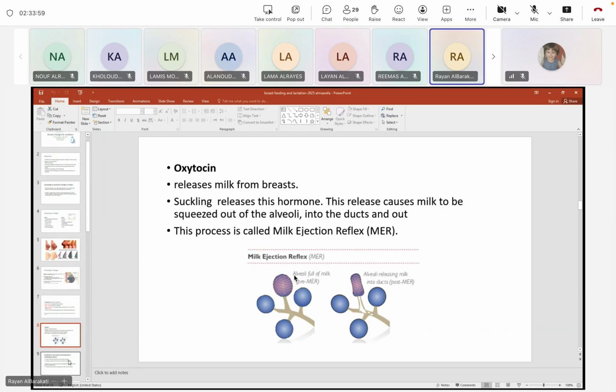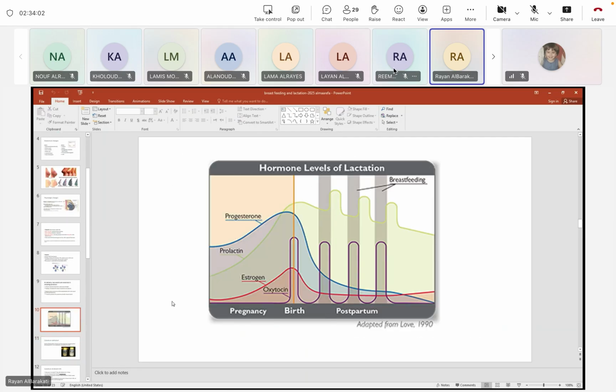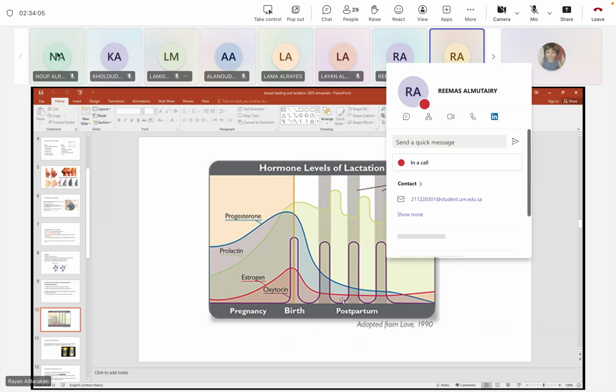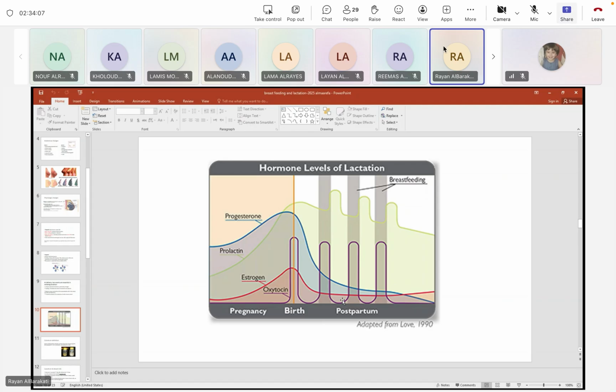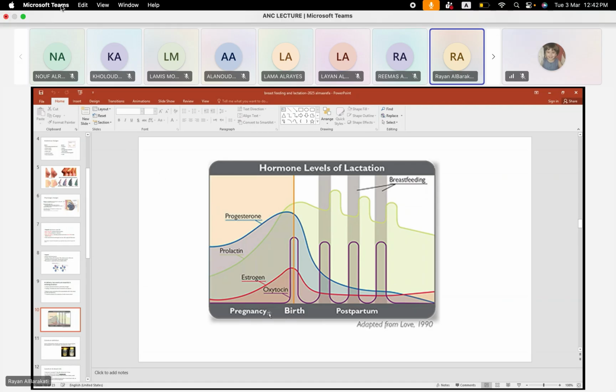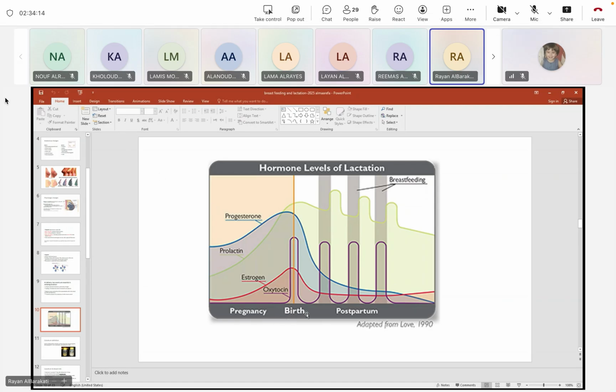How do we look at it? You can see this graph. On the long axis we have the time of pregnancy. So we have the pregnancy, then birth, which is represented by the yellow column, and then the postpartum, right? We have four hormones. On the left side, the blue is progesterone, then green is prolactin, and then estrogen and oxytocin. Okay? Remember this graph, it comes in questions many times, and it is very important to understand the physiology.